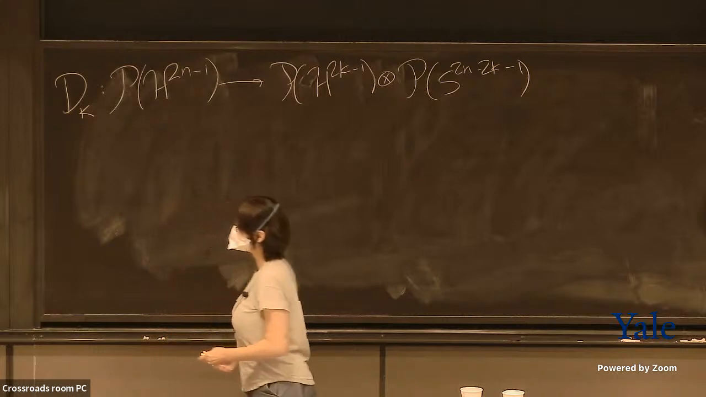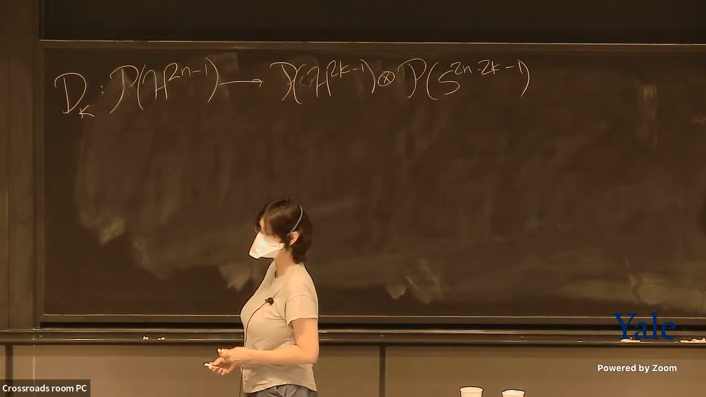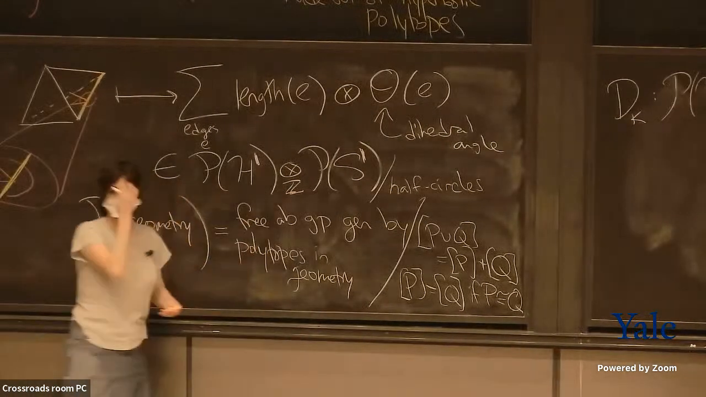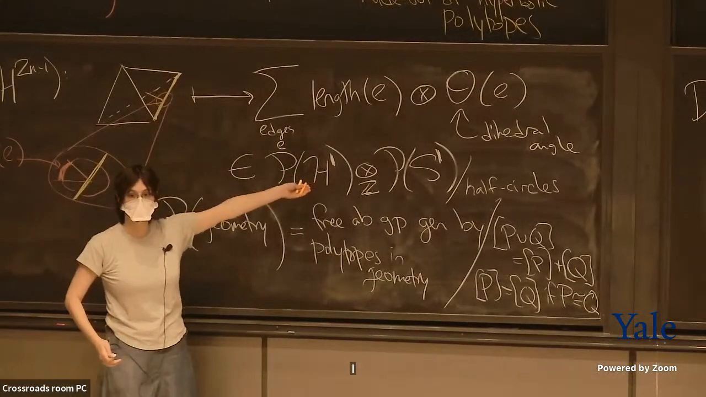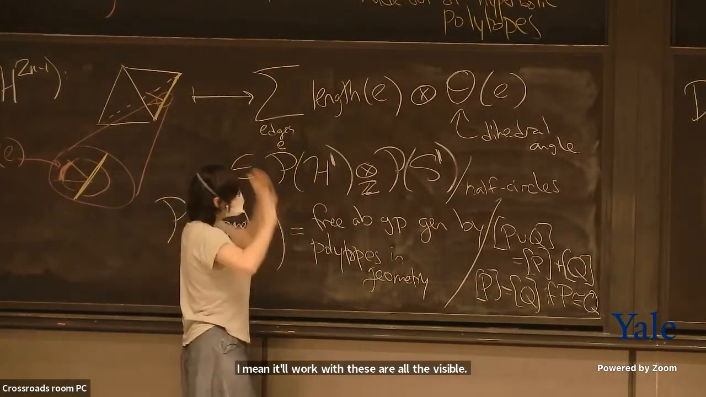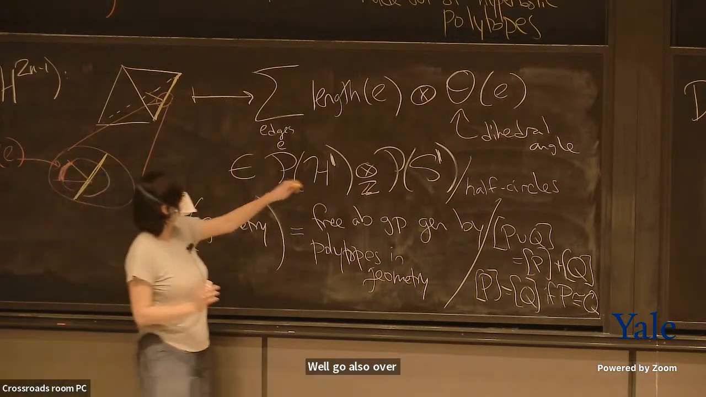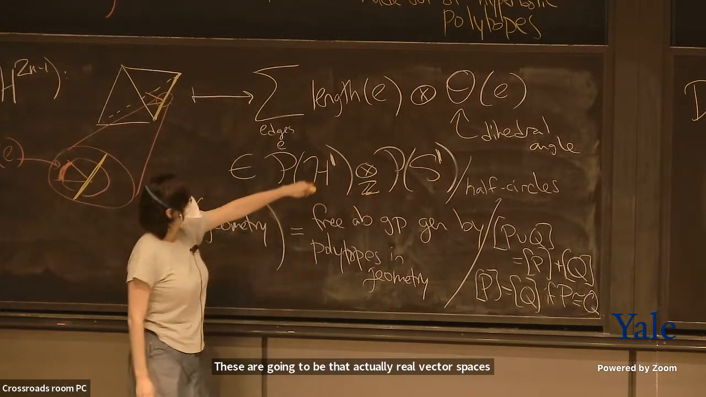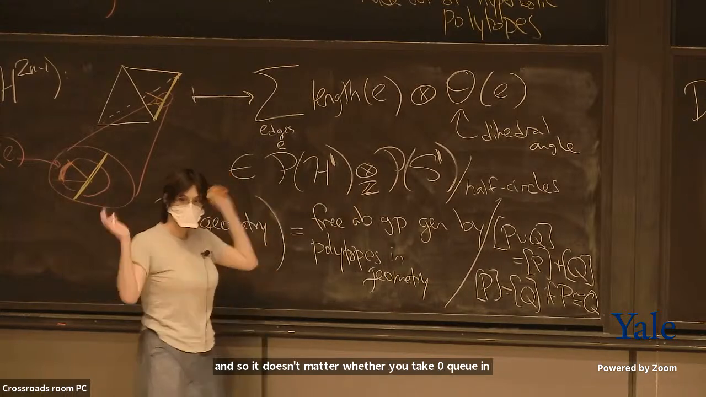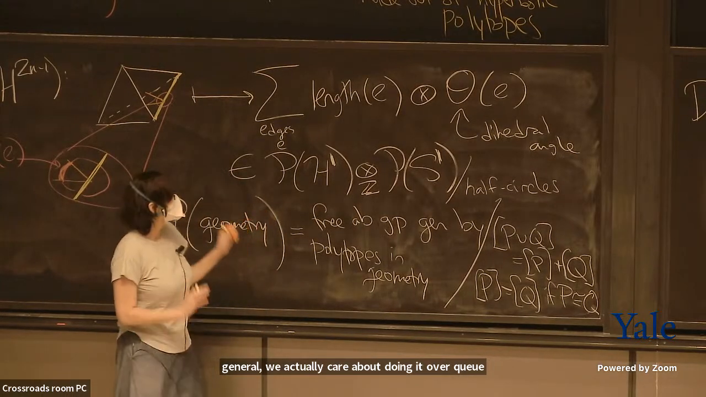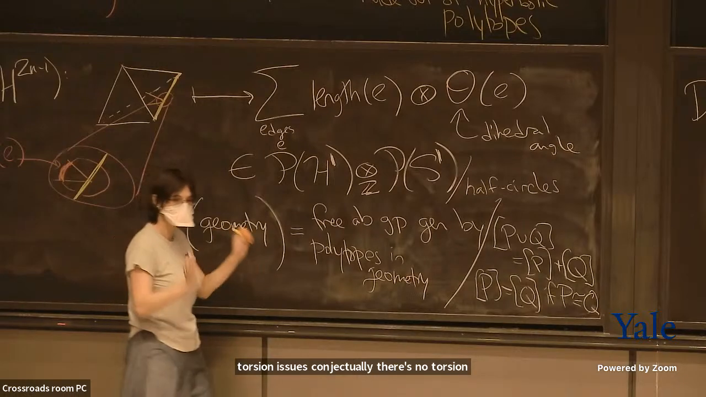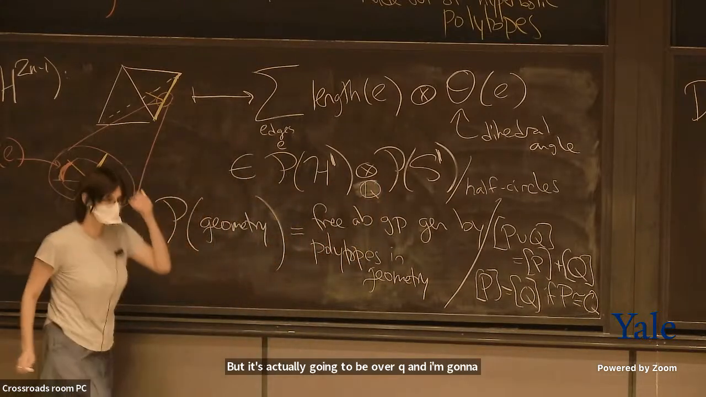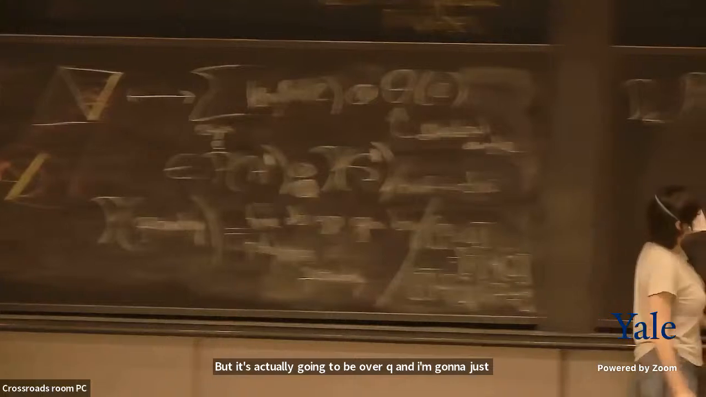That you ignore all literature, right? So it depends upon the people, over Q, right? Over Z. I mean, it'll work because these are all divisible. Well, glossing over everything, if it's Euclidean, these are going to be actually real vector spaces, and so it doesn't matter whether you take Z or Q. In general, we actually care about doing it over Q, tensoring everything with Q and ignoring all torsion issues. Conjecturally, there's no torsion issues, but it's actually going to be over Q, and I'm going to just, as I said, completely ignore that. I'm tensoring everything with Q.